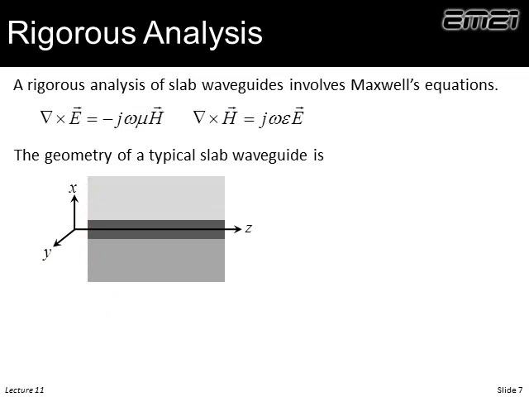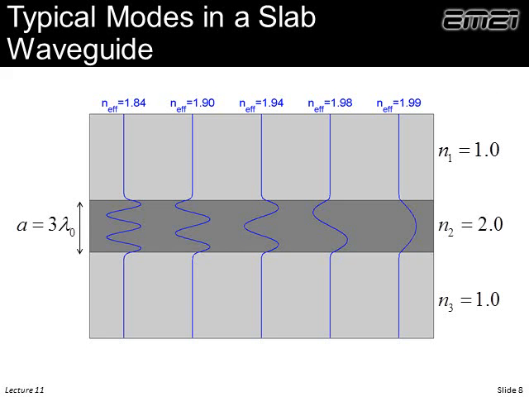Then, using techniques we discussed last semester, we could calculate the modes that exist in that guide. And here's what they look like. For this particular slab, the first 5 modes, maybe I designed this so that there's only 5 modes, not sure. But here's what the modes typically look like. Starting at the right with the fundamental mode, it has 1 hump. The second order mode has 2 humps. Third order mode has 3 humps, and so on.